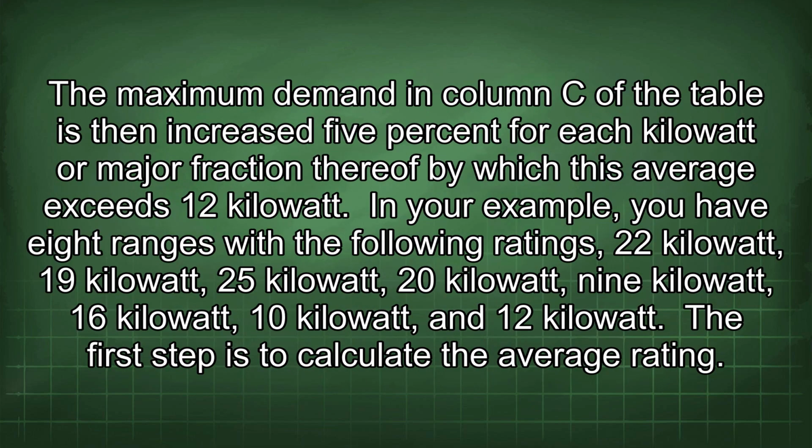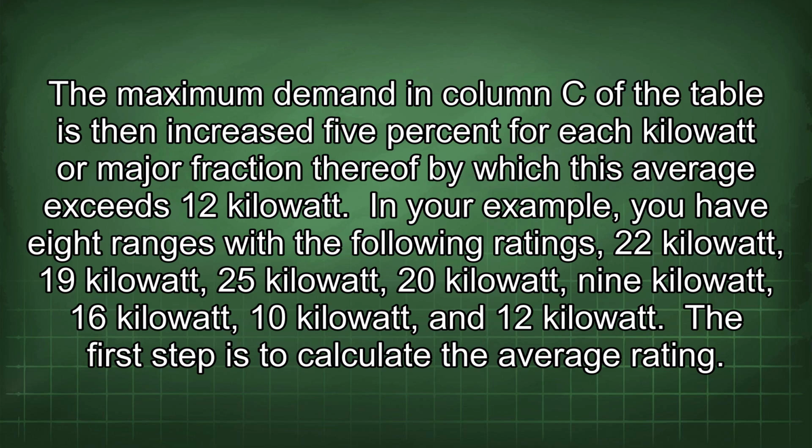The maximum demand in column C of the table is then increased 5% for each kilowatt or major fraction thereof by which this average exceeds 12 kW. In your example, you have 8 ranges with the following ratings: 22 kW, 19 kW, 25 kW, 20 kW, 9 kW, 16 kW, 10 kW, and 12 kW.